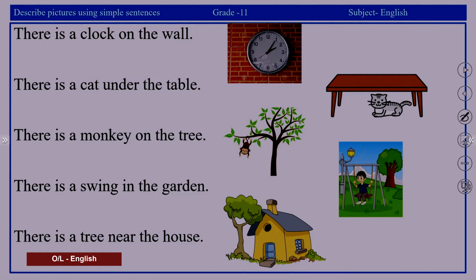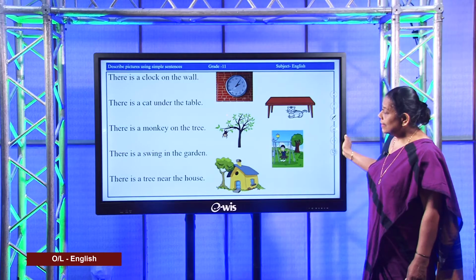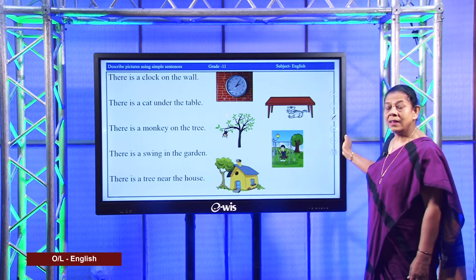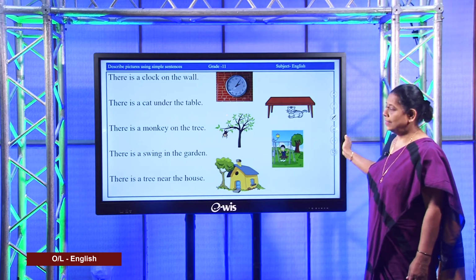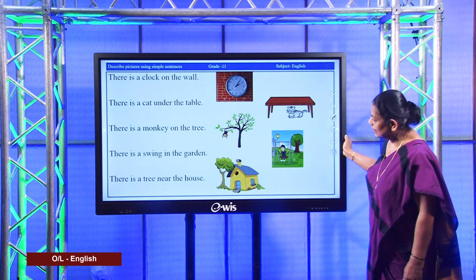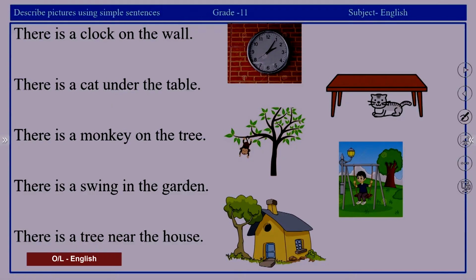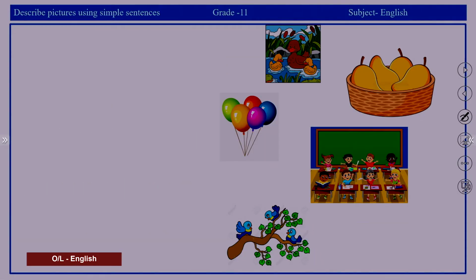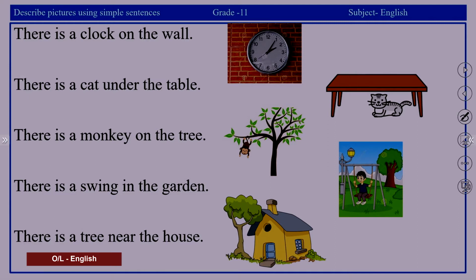The next one. What can you see there? A swing. So how do you write the sentence? There is a swing in the garden. Next one. There is a tree near the house.